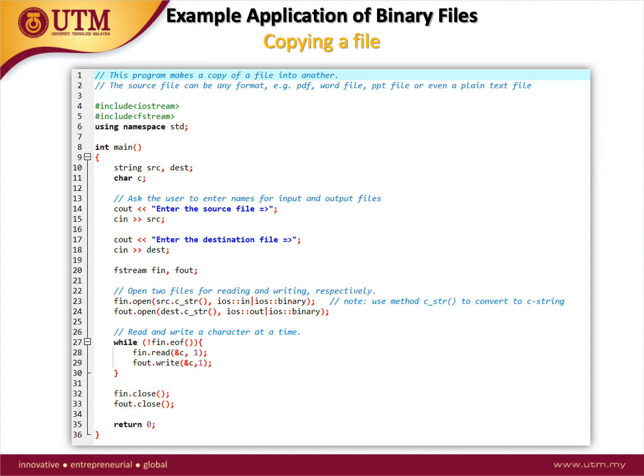At line 23, we are trying to open the file, which is in binary. Use the method c_str to convert to a C string, and then we print this out. Line number 26 until 29 is to read and write a character at a time. The program will read one by one until it reaches the end of the file, and then it will close both files.